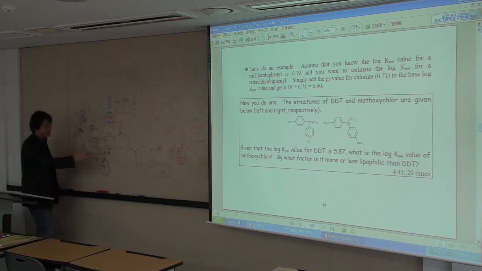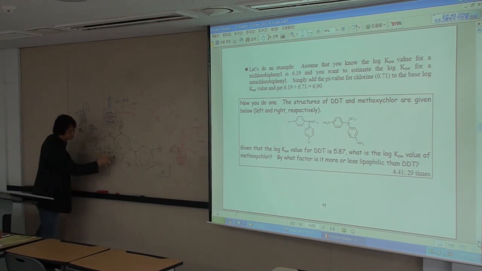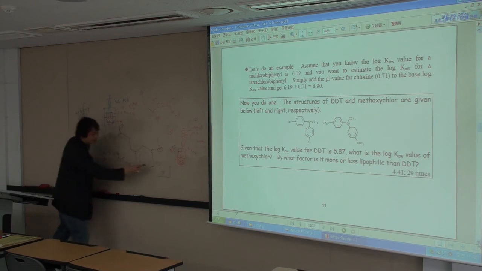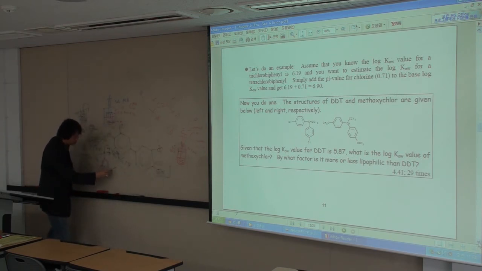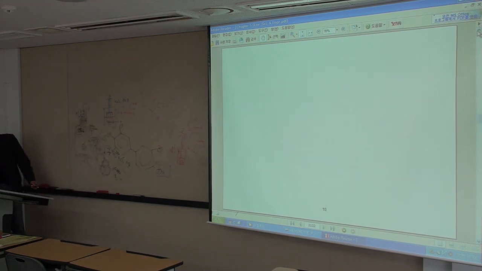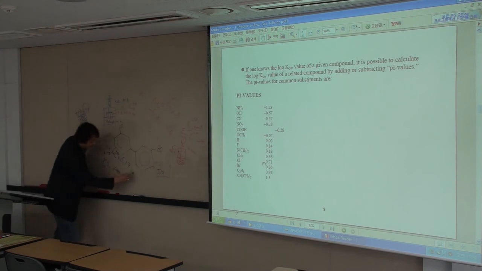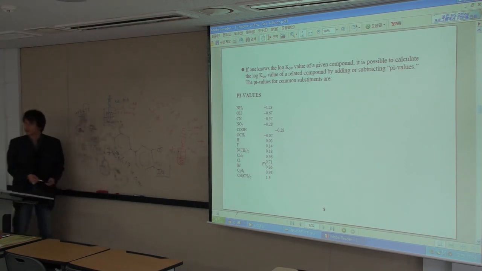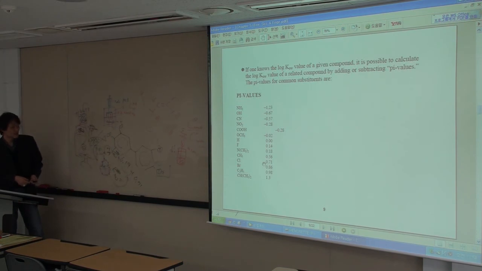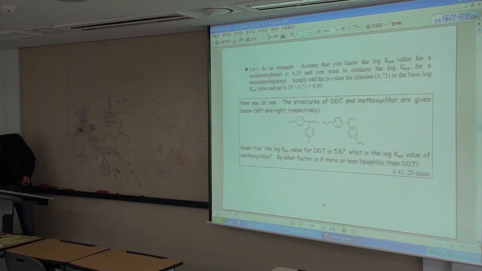This one's KOW is 6.19, trichlorobiphenyl. So what about if we put in one more chlorine here? What is the KOW of this new chemical? Let's say this is tetrachlorobiphenyl. The value of chlorine is 0.71, right? So just add 0.71, and you get the KOW value of this tetrachlorobiphenyl, which is 6.9 actually.